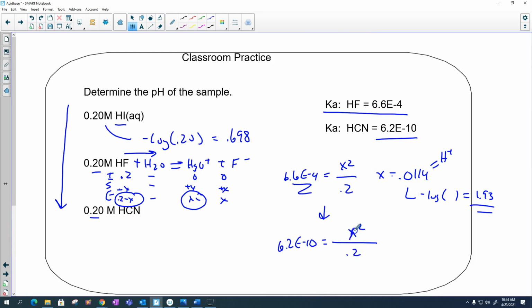Now this is where I mentioned earlier, these calculations really are all identical. They look very similar. Multiply times 0.2, square root. 6.2 e to the negative 10th times 0.2, square root. And I get x equaling 1.1 e to the negative 5th. And we're going to take the negative log of this to get from your H plus concentration to pH. Negative log of the previous answer, and I get 4.95.